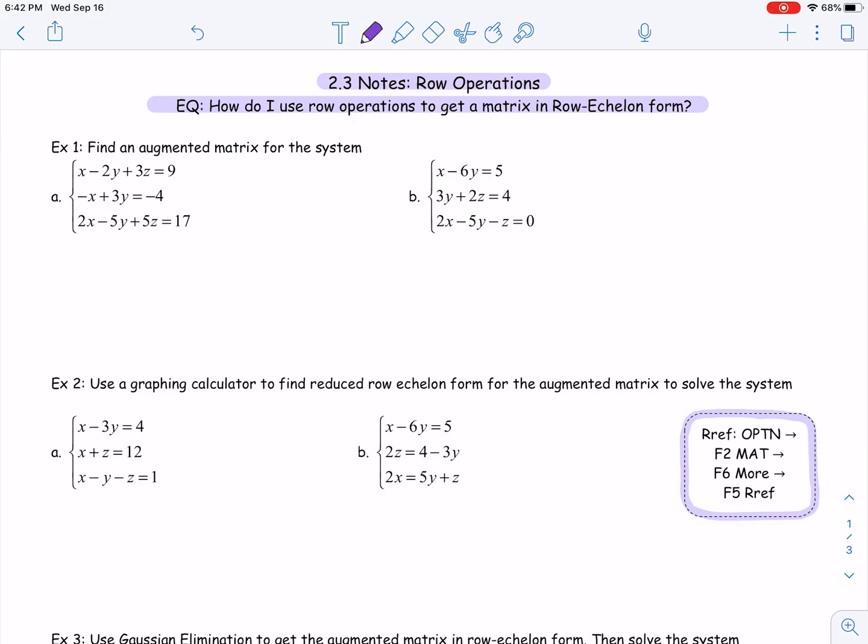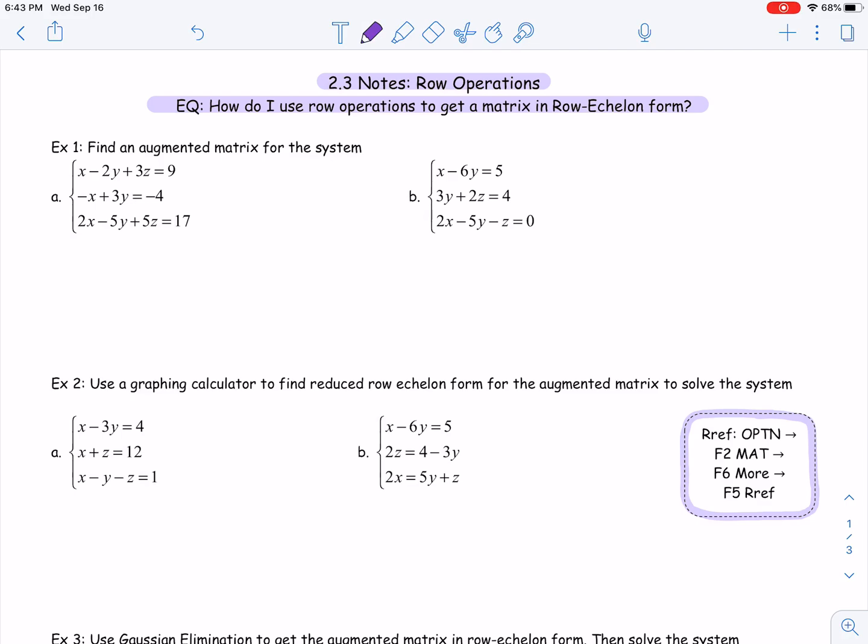Hey, hey, hey! Here we are with our 2.3 notes, which is row operations. So our essential question is, how do we use row operations to get a matrix in row echelon form? So that is row echelon. That's how we pronounce that.